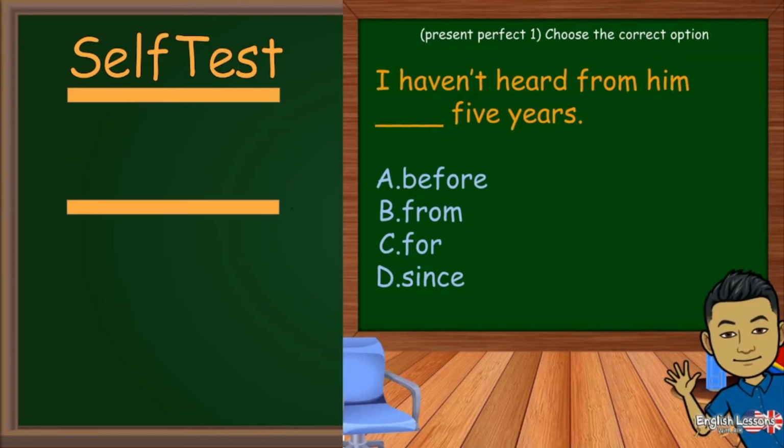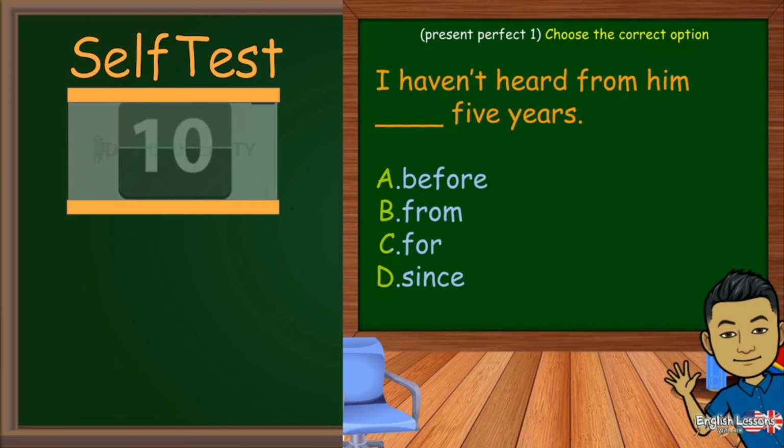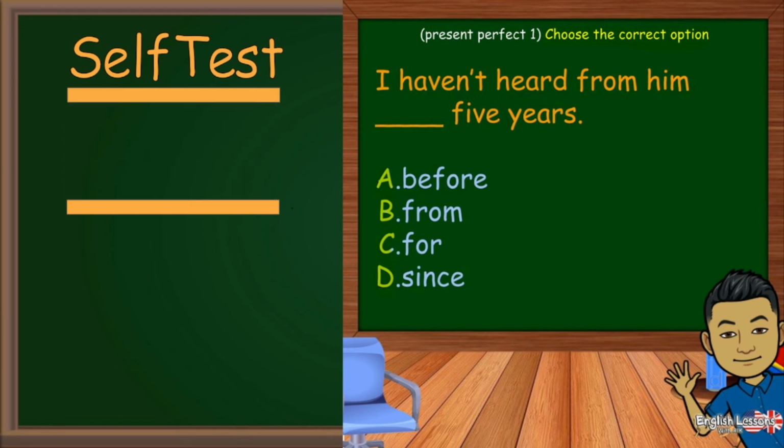Let's practice. Choose the correct option. I haven't heard from him 5 years. Option A, before, B, from, C, for, D, since. C is the correct option, for, because for goes with a period of time, for 5 years.